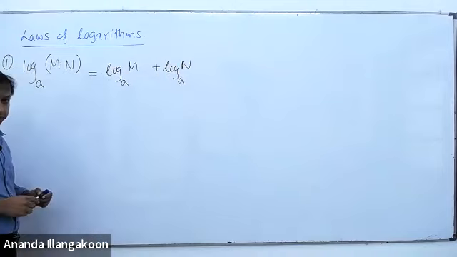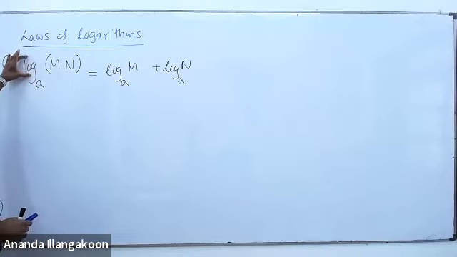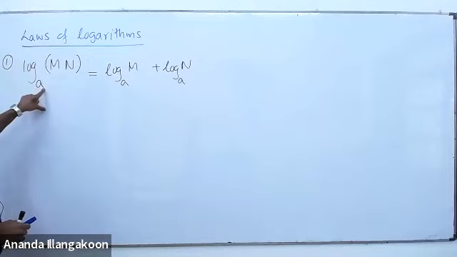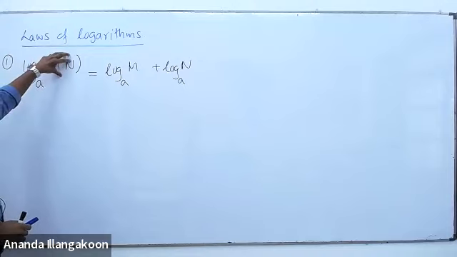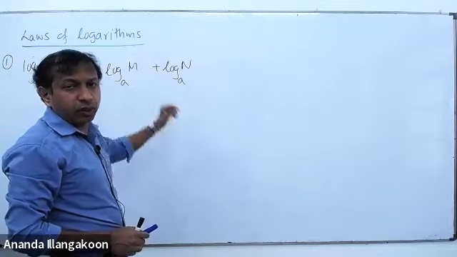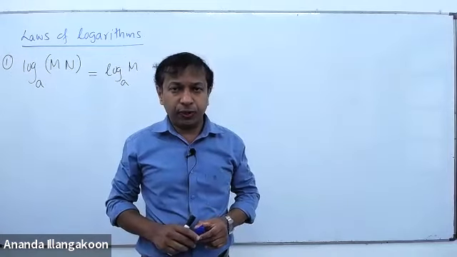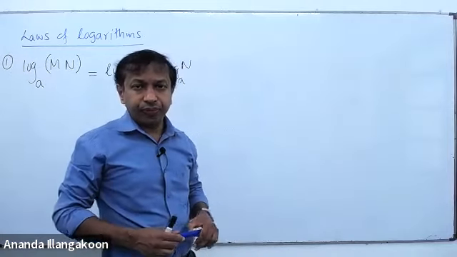See here, this is the rule. Left hand side, we have log of the product mn to the base a. Now, when we have a product like this, you can write that as a sum on the right hand side, taking the log of m and n separately, to the same base a. This is the rule.